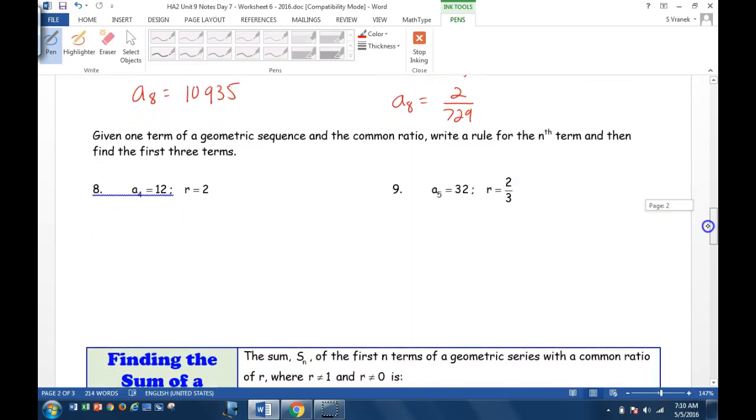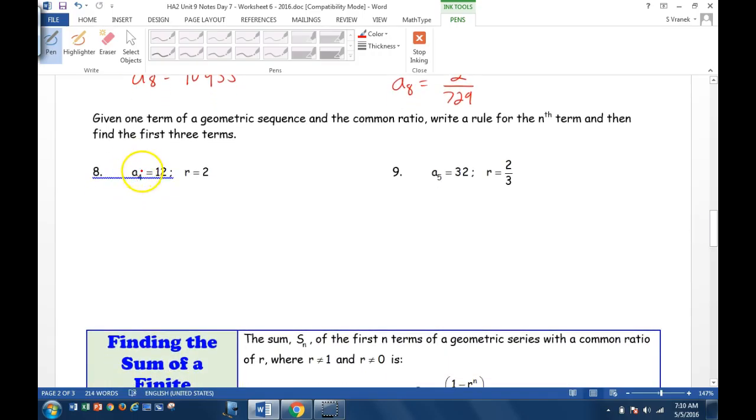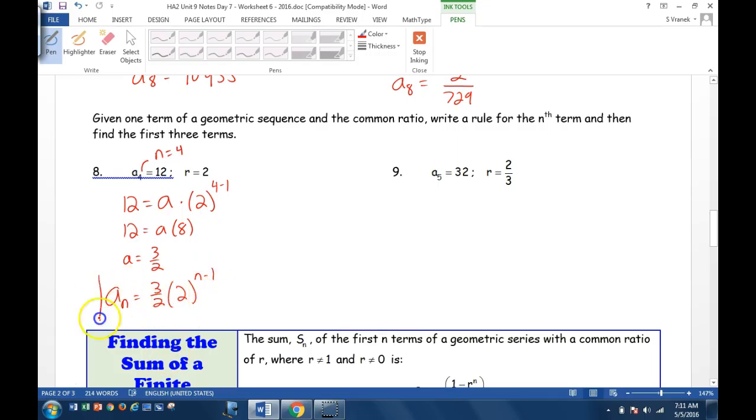We have the 4th term is 12 and the ratio is 2. So we know that when n equals 4, it's 12. It's kind of like what we did with arithmetic. We use the formula, but we know that the value of 12 is equal to the first term times the ratio raised to the 4 minus 1, because n is 4. So we get 12 is equal to a times 8. So my first term, a, equals 12 over 8, which is 3/2. Then we can write the nth term is 3/2 times the ratio to the n minus 1. That's what we want. And then it says write the first 3 terms.